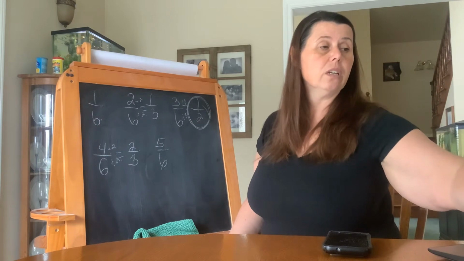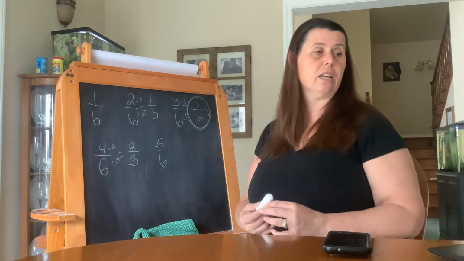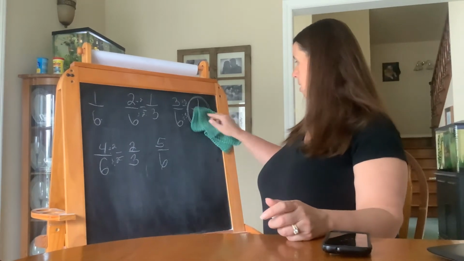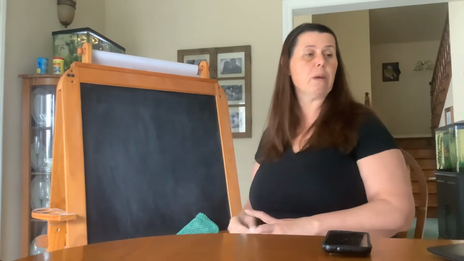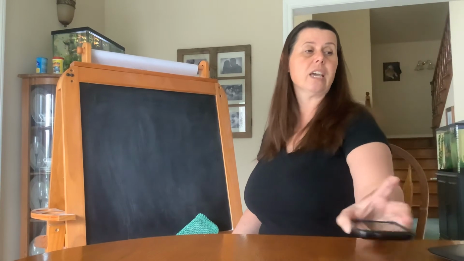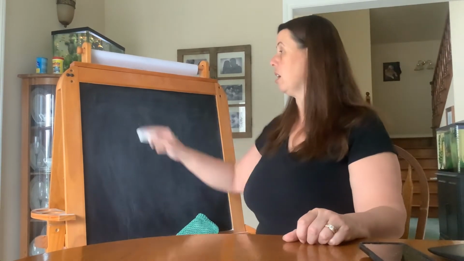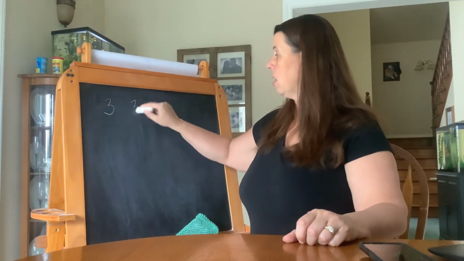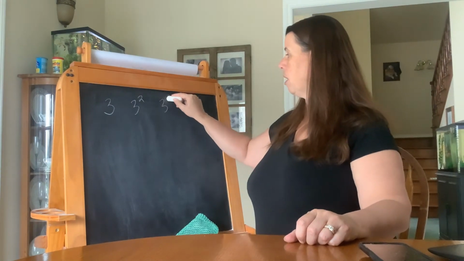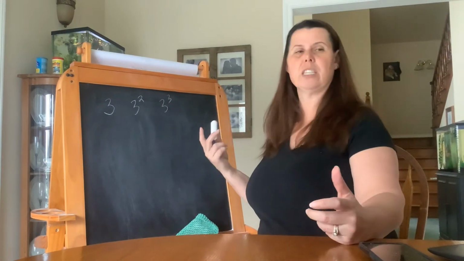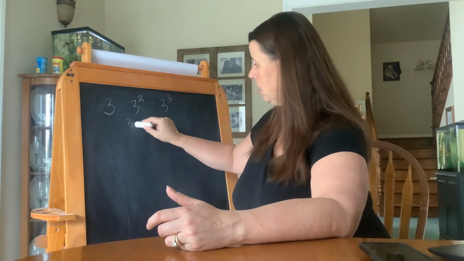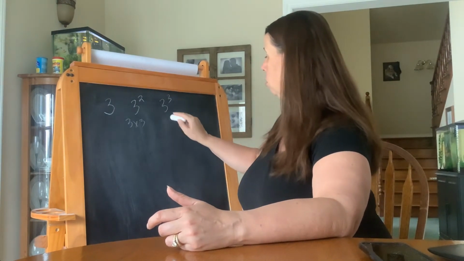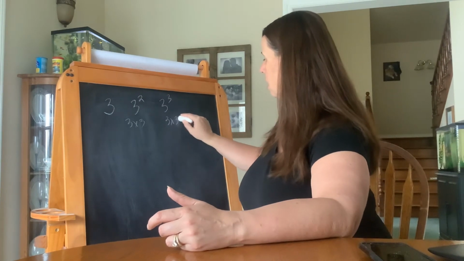Okay, here's a blast from the past. Powers. We haven't talked about those in a couple of months, so probably a few of you are not going to remember about powers. But it says calculate the first few powers of 3, which means 3 to the power of 2, 3 to the power of 3. That's probably enough. It says the first few. So 3 is just 3. 3 squared means 3 times 3. 3 cubed means 3 times 3 times 3.